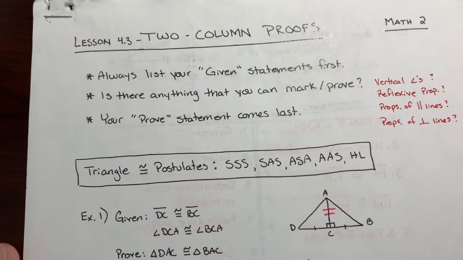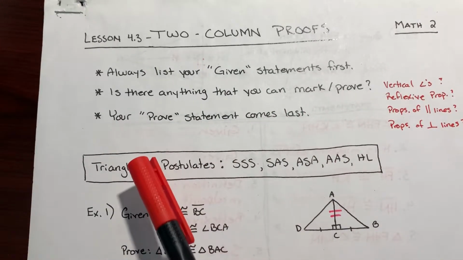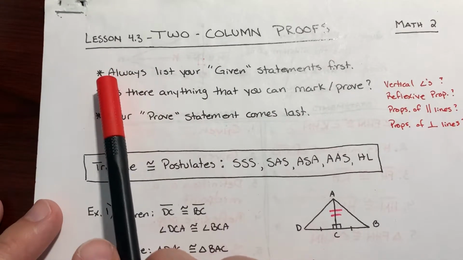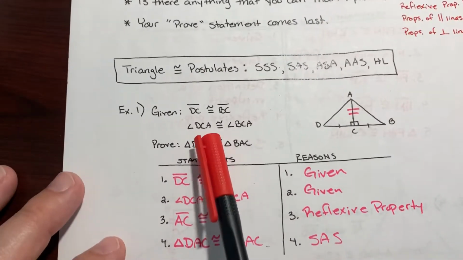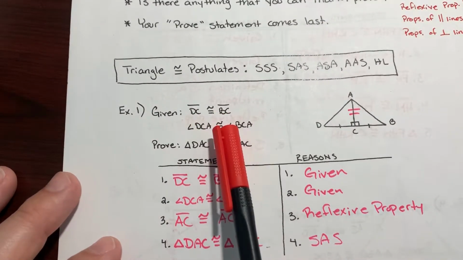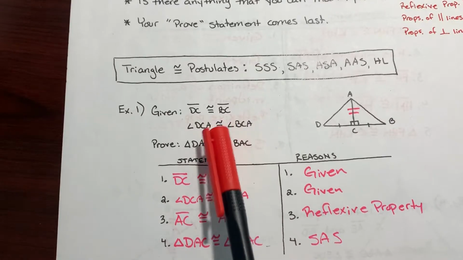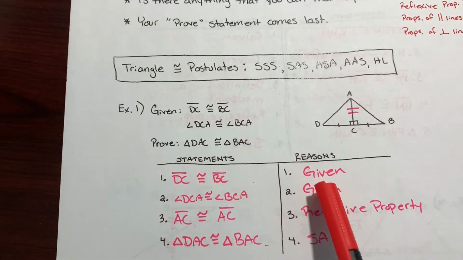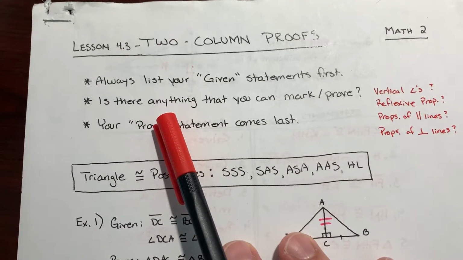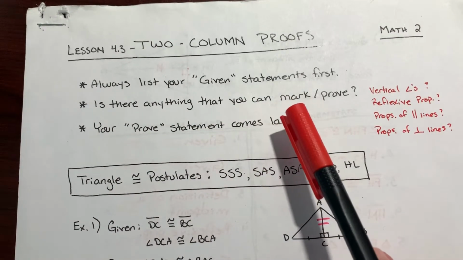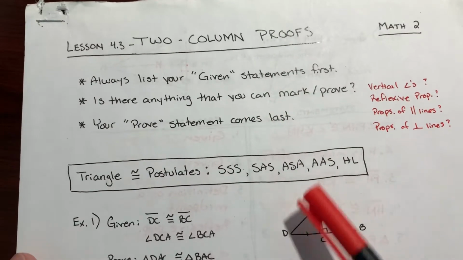Anyway, the first thing you're going to do in proving the steps is always list your given statements first. And you can see in this example, they're going to give you certain pieces of information. Those are the very first items that you want to write. Then you want to ask yourself, is there anything that you can mark if there's an image, or that you can prove?